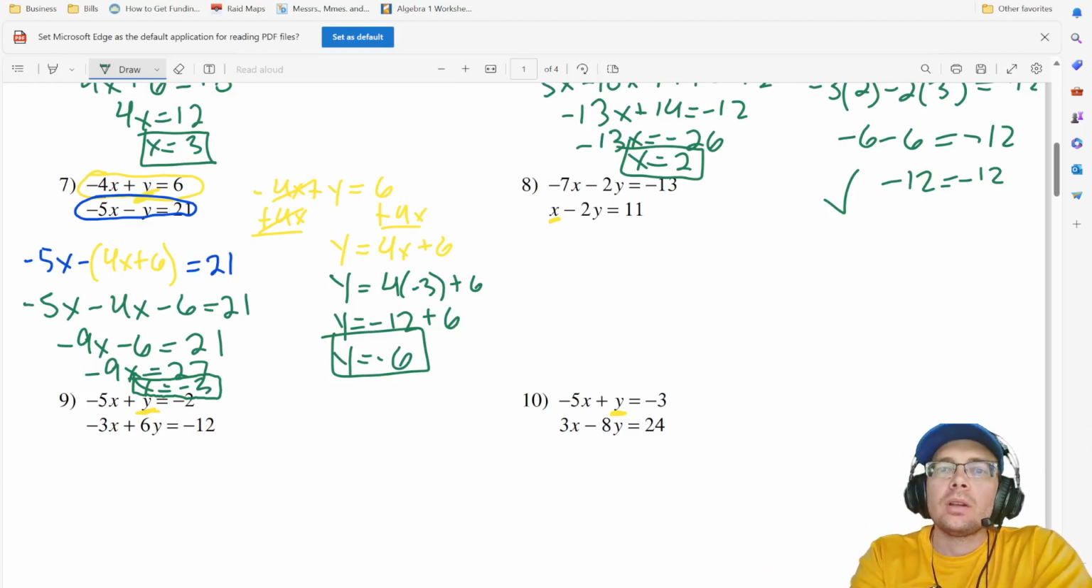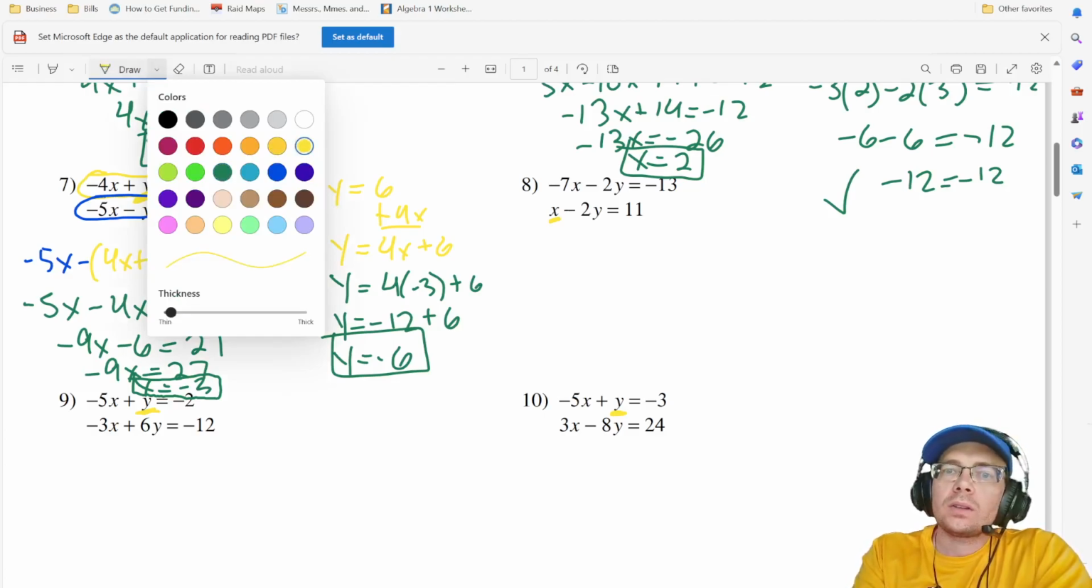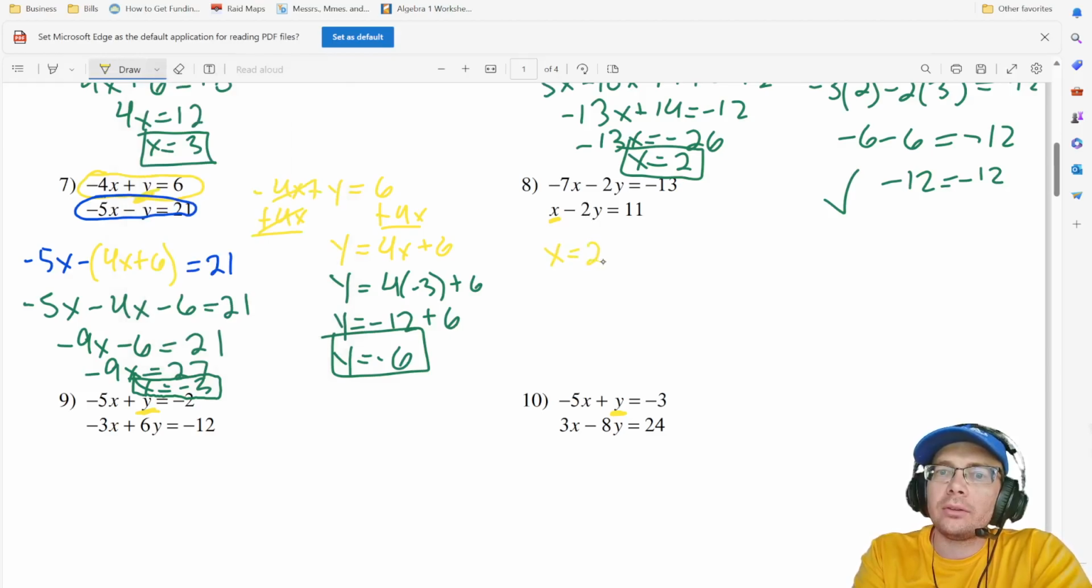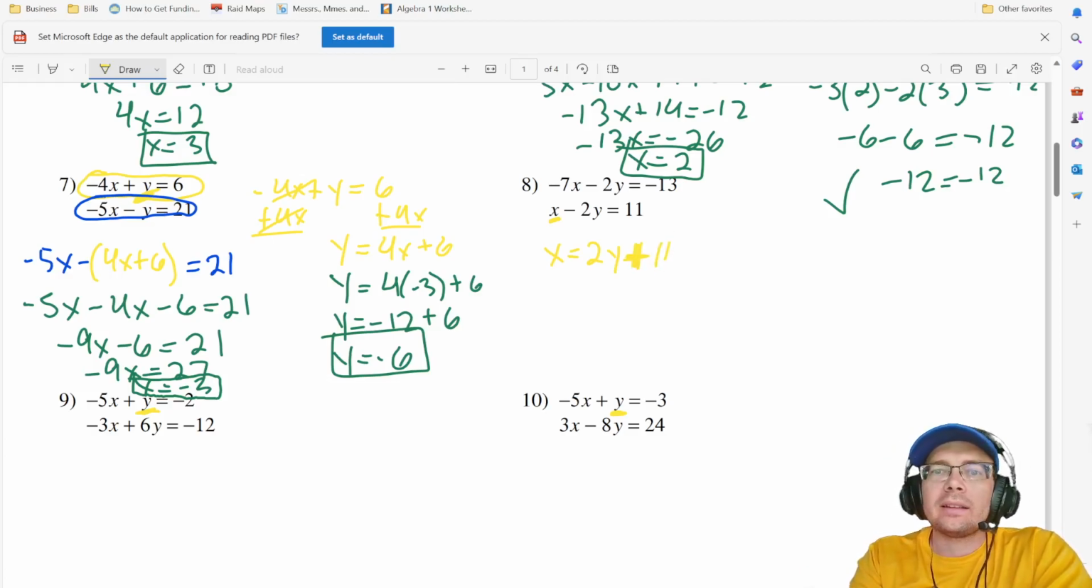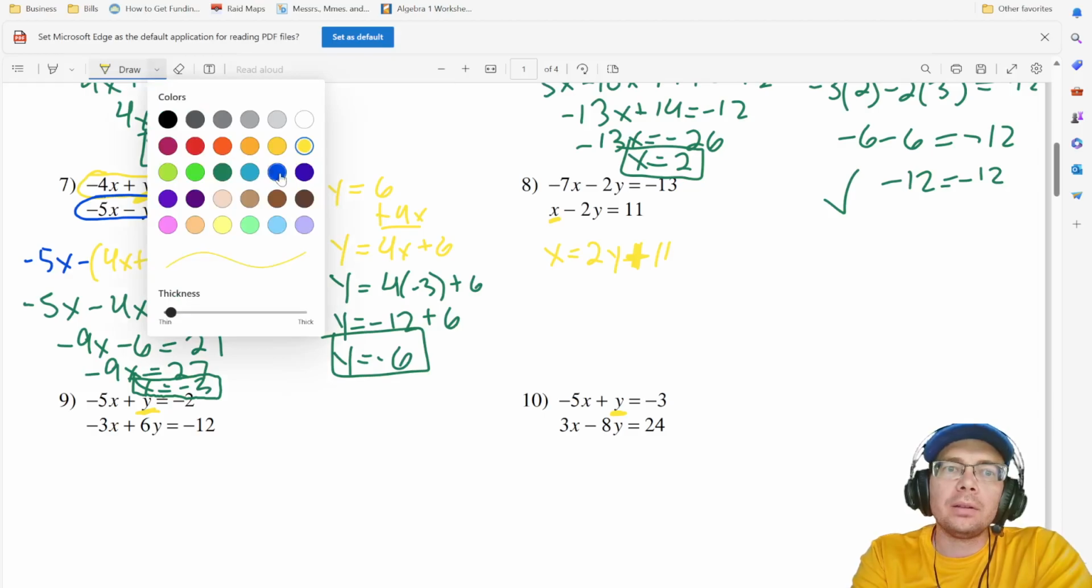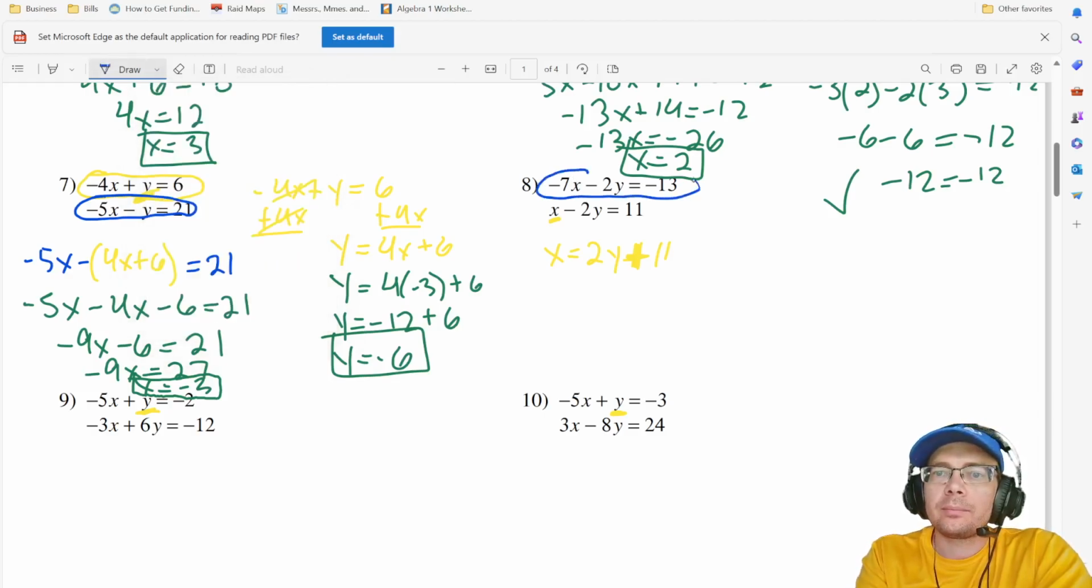Okay, so we're going to do the same thing in the next one. So here's this guy. We're going to add 2y to both sides. So x is going to be equal to 2y plus 11. Okay, got that solved for. And then we go over into the blue equation, which is now this one.